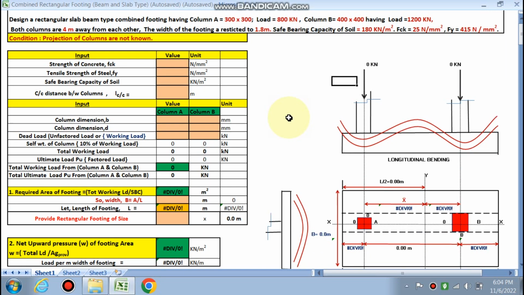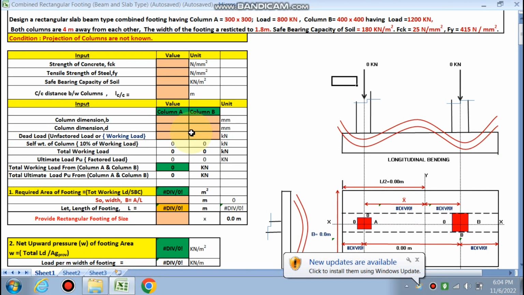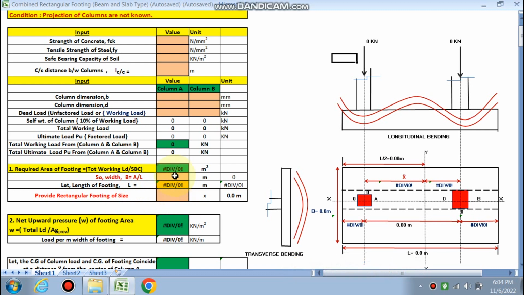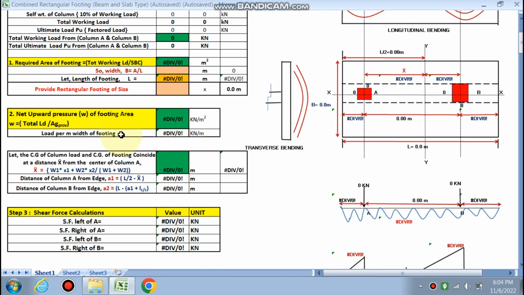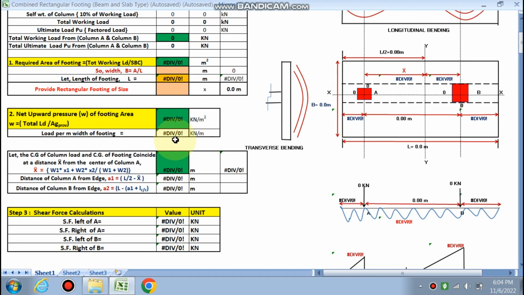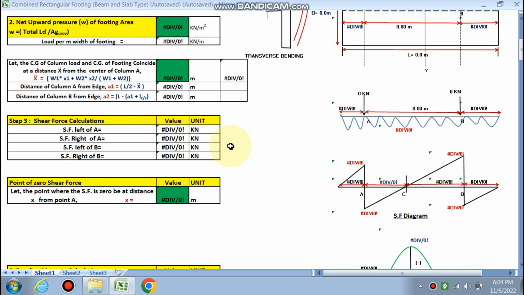So what are the steps? The steps are, firstly we will find the dimension of the footing. The width has already been given, but we will have to find the length of the footing according to the area of the footing, which is calculated by the total load. Net upward pressure will be calculated. Next the x bar, that is the distance of the CG, will be calculated.